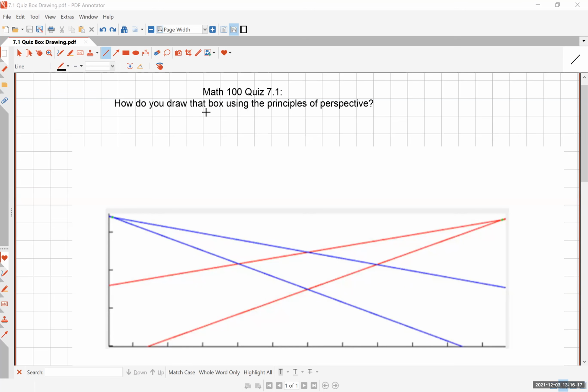All right, so many of you are having some difficulty drawing that rectangular box for quiz 7.1. I have seen many great drawings, and I have seen other not so great drawings. So let me explain step by step what you are given and how to get going on drawing a beautiful box according to the principles of perspective that you learned in section 7.1.